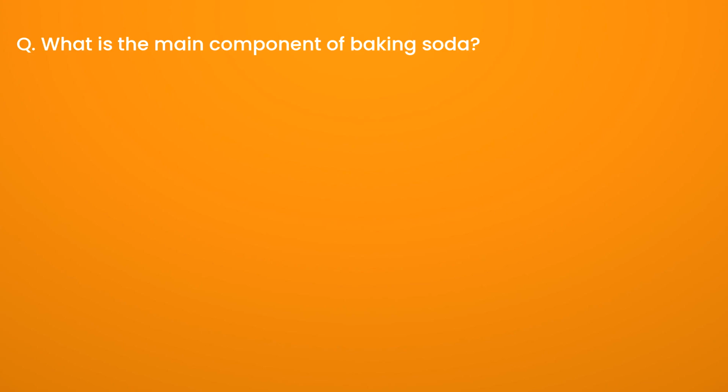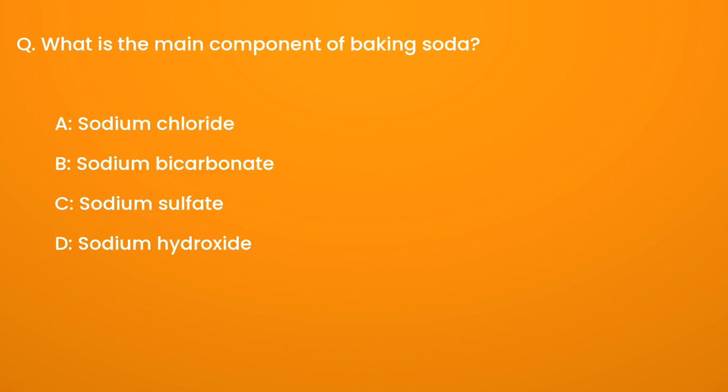Question: what is the main component of baking soda? Option A, sodium chloride. Option B, sodium bicarbonate. Option C, sodium sulfate. Option D, sodium hydroxide. You have 5 seconds to answer the question.